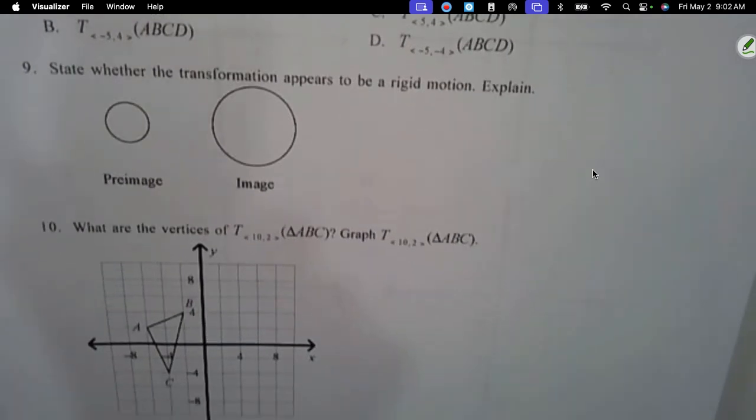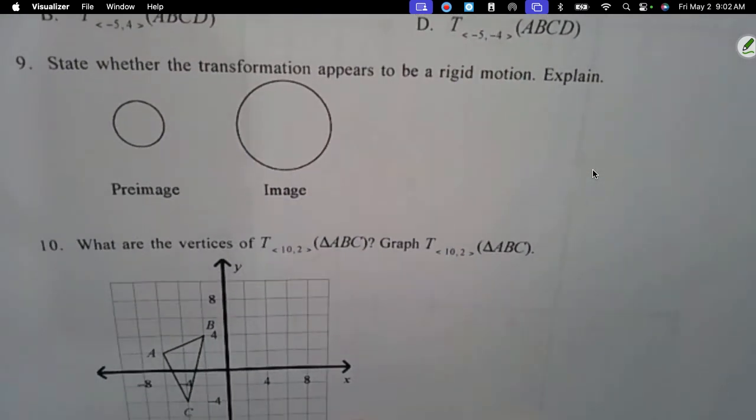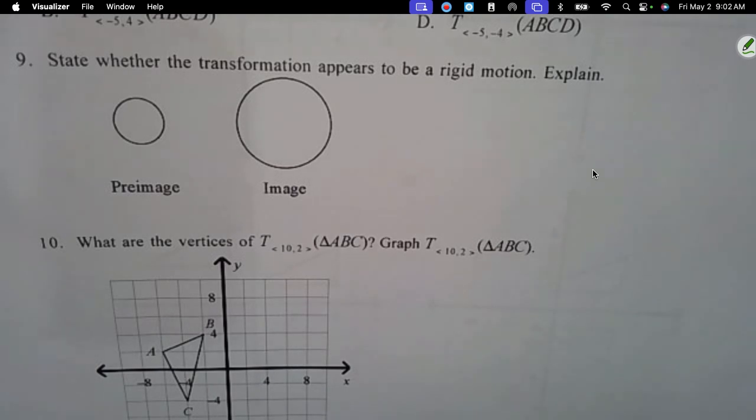It says, state whether this transformation appears to be a rigid motion. No, because it shrunk. It cannot change size, so it's no.